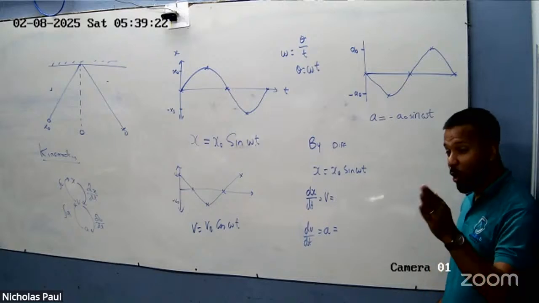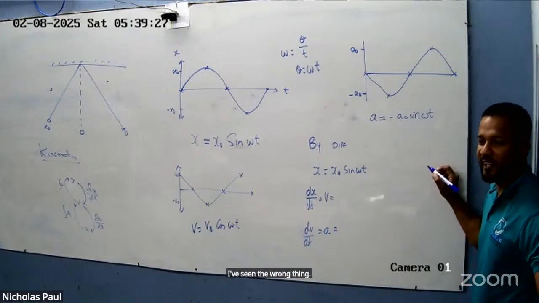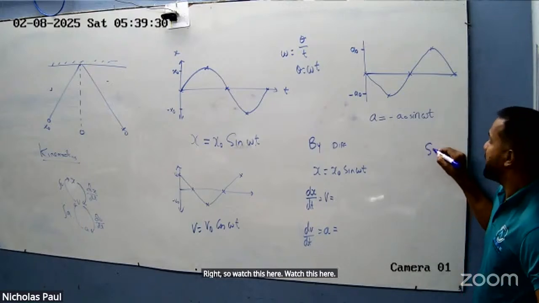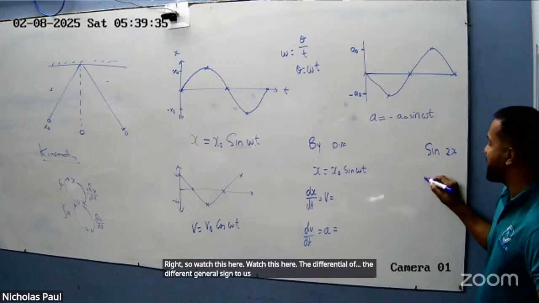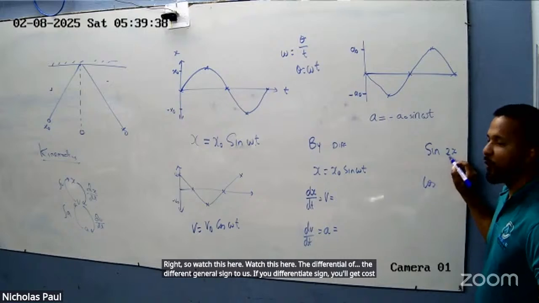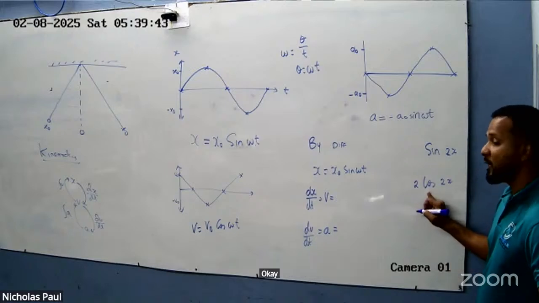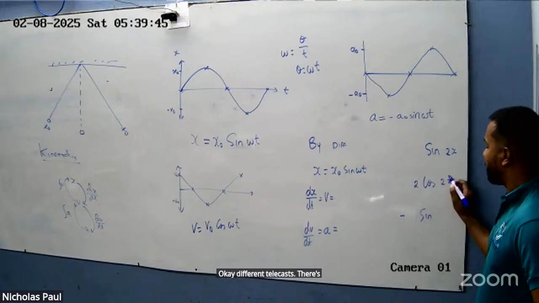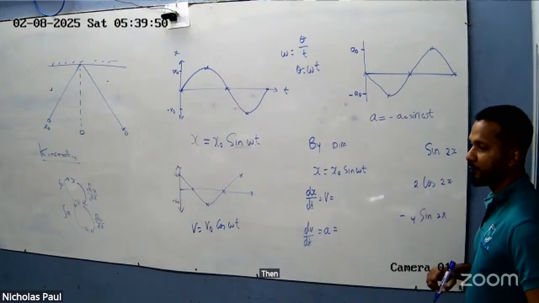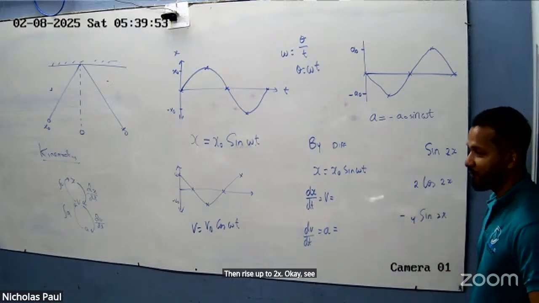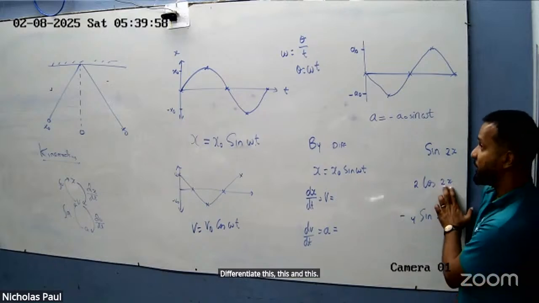Watch this here. The differential of sine 2x: if you differentiate sine, you'll get cos. If you differentiate 2x, you'll get 2. And then write back 2x. The differential of cos is minus sine. The differential of 2x is 2. 2 by 2 is 4. Then write back 2x. See, we are helping you here. Differentiate this, this, and this. Remember, you have to differentiate here and bring it in front.